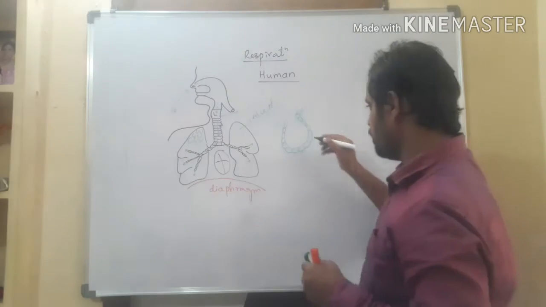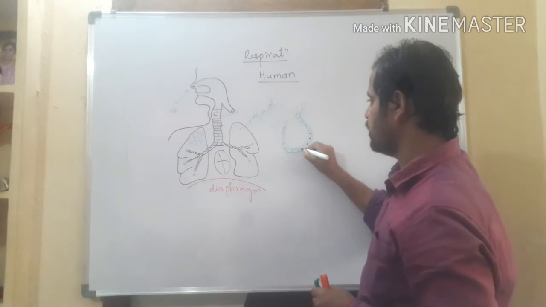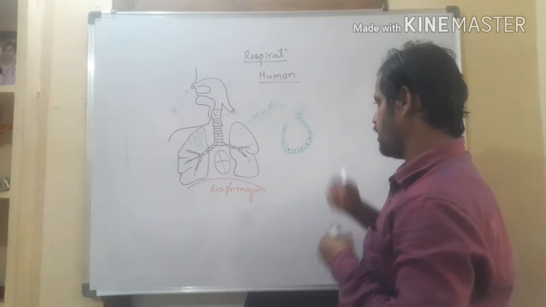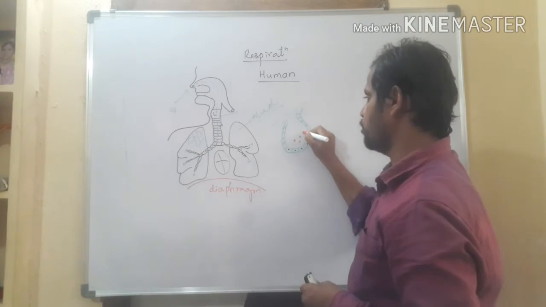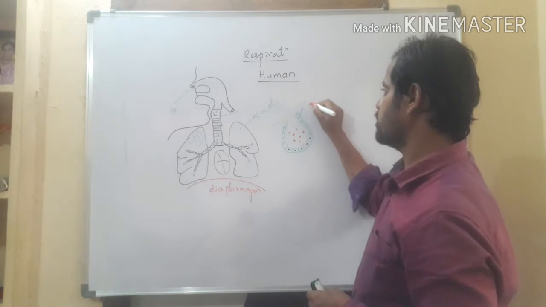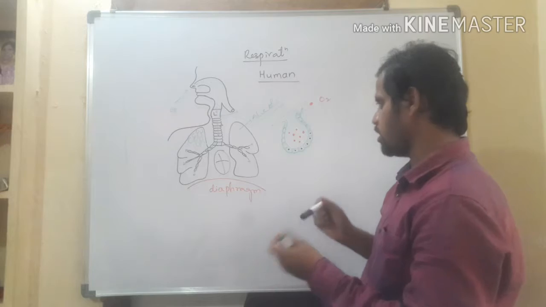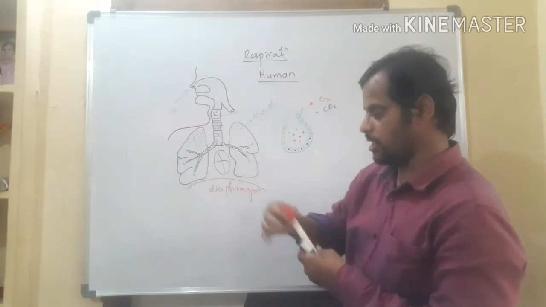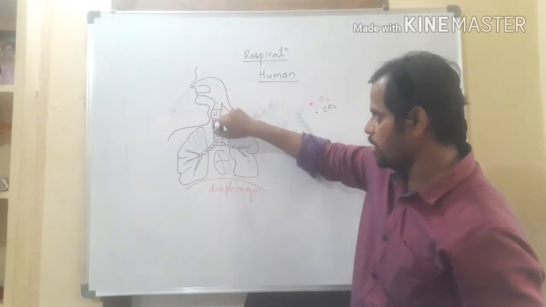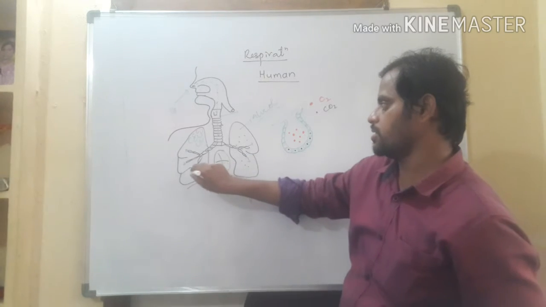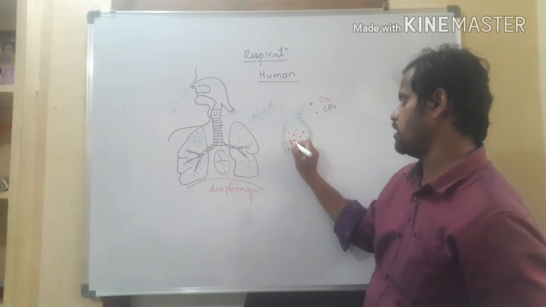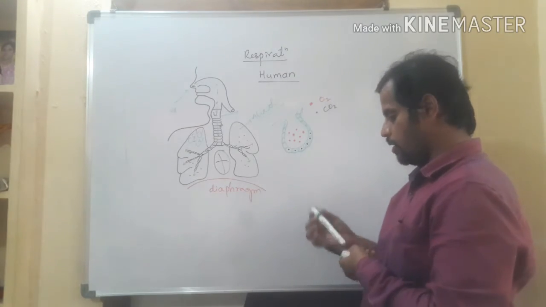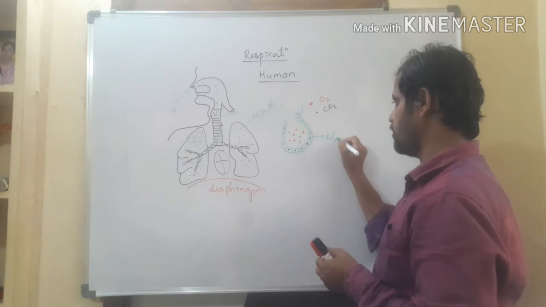Now in the blood there is CO2, the black color dots. In the alveoli there is O2, red color dots. Red color dots are oxygen and black color dots are carbon dioxide. Now see, when you inhale the air, along with the air the oxygen enters into our lungs, right? Now this oxygen enters into alveoli. Here is the blood vessel, the green colored one.